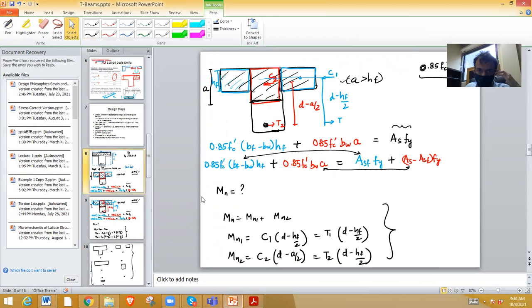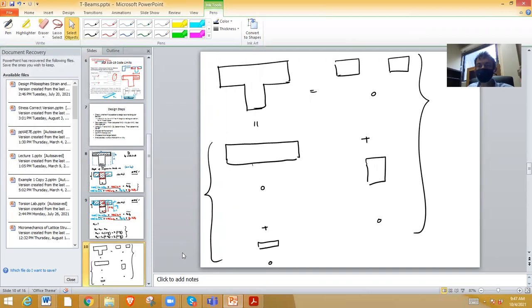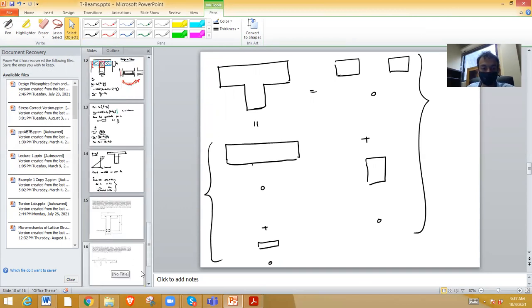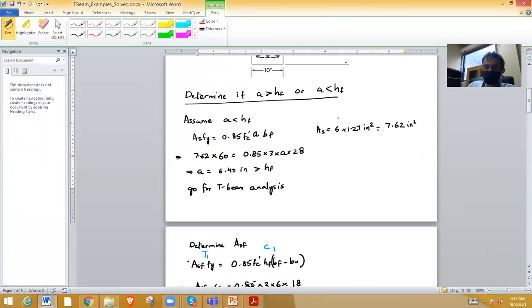But what is easiest way for computation is to break it up like that. Just to tell you that the fundamental equations are C equal to T and moment is C or T times lever arm. Okay, the rest is just for computational convenience. You need not follow exactly that way of superposition. You can do whatever you want. Okay, so that is the way we tackle the analysis problem.